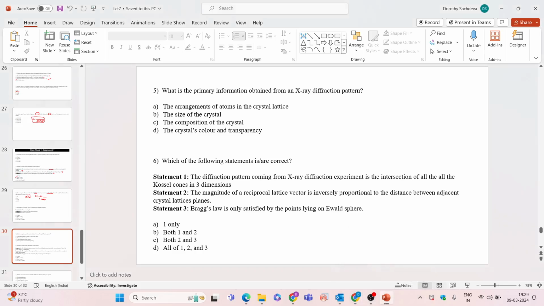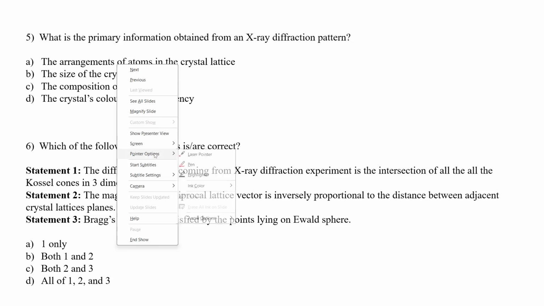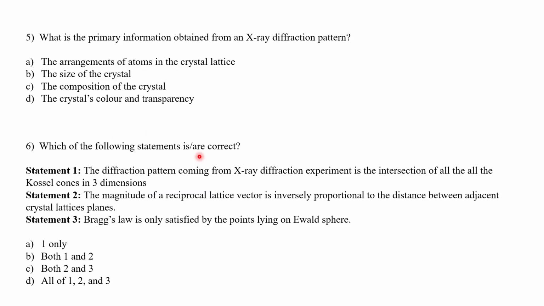Okay. We'll go to the next question, question number 6. It says, which of the following statements is or are correct? Statement 1 says that the diffraction pattern coming from an X-ray diffraction experiment is the intersection of all the causal cones in 3 dimensions.